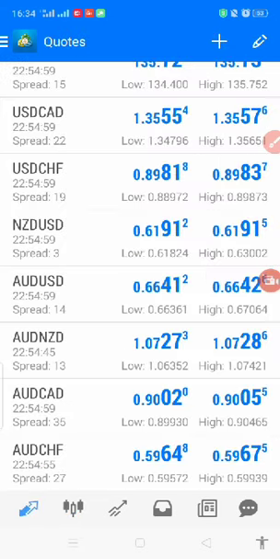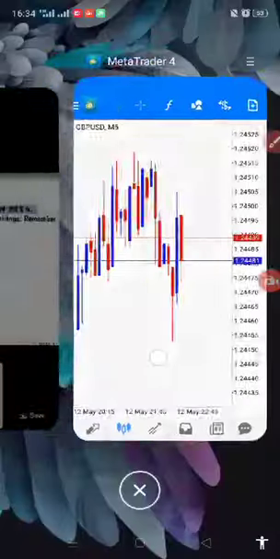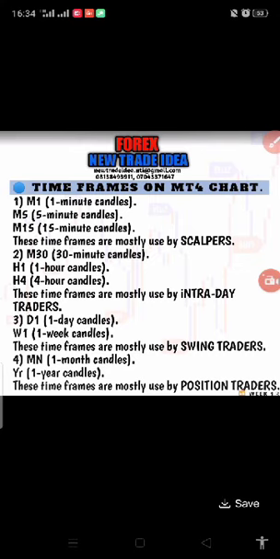Then the next thing we're supposed to talk about is the time frames. We've changed the colors already, so now the time frames. Okay, we have the M1. M1 represents 1 minute candles. We have the M5. M5 represents 5 minute candles. We have M15. M15 represents 15 minute candles.